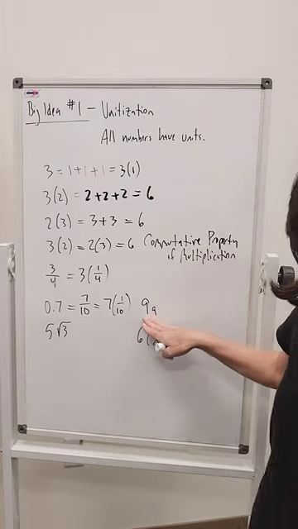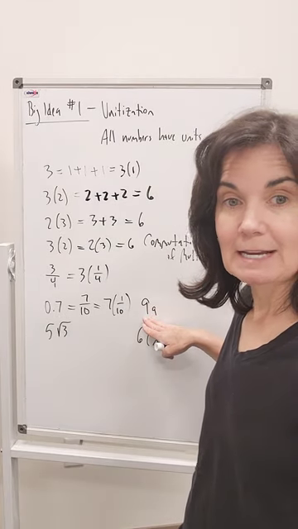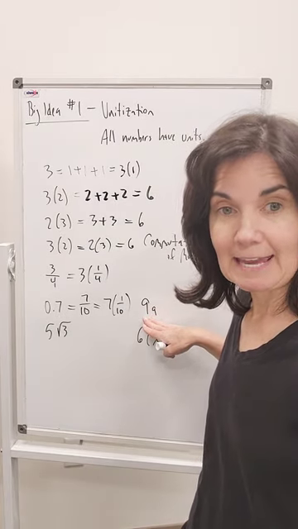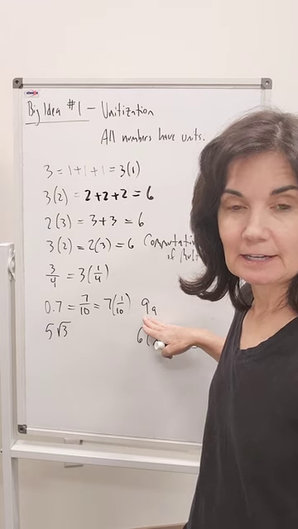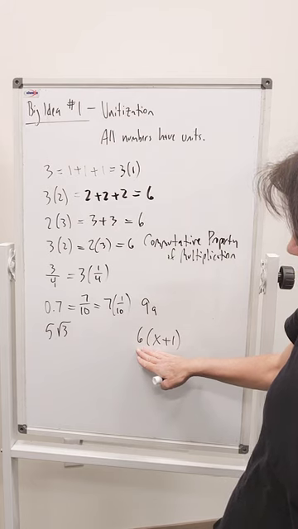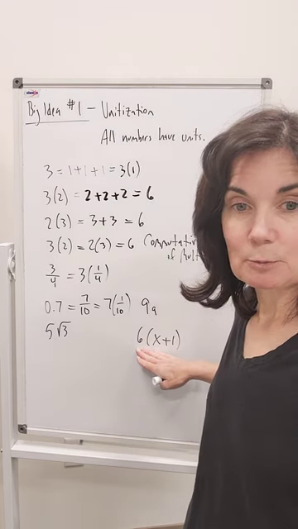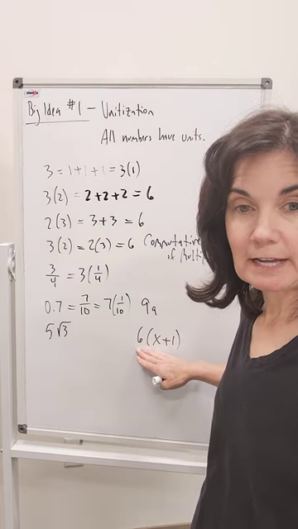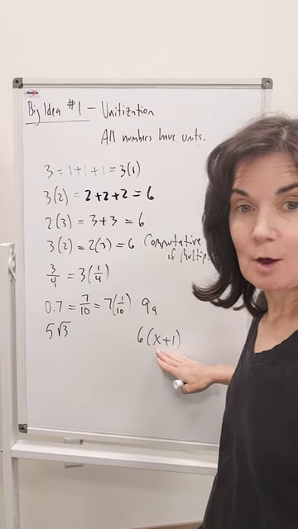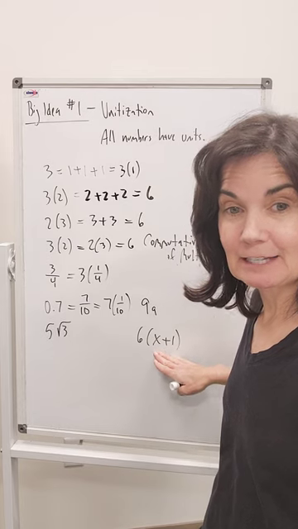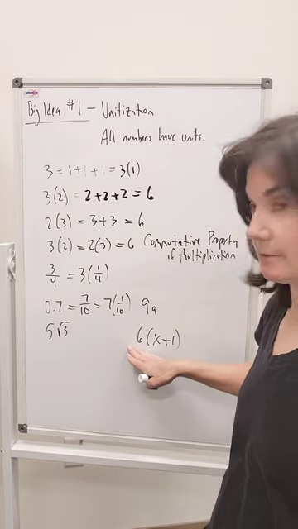These last two, 9a, throwing in a variable, right? 9a, we are counting a's and we have nine of them. 9a, 9 of a, 9 a's. 6 of the quantity x plus 1, right? We're counting x plus 1s, whatever that value is, right? We're counting x plus 1s, and we have 6 of them.